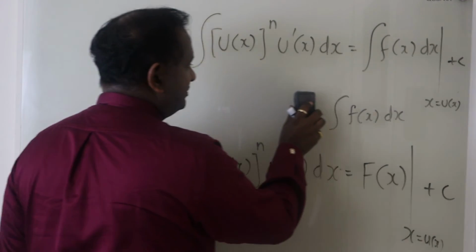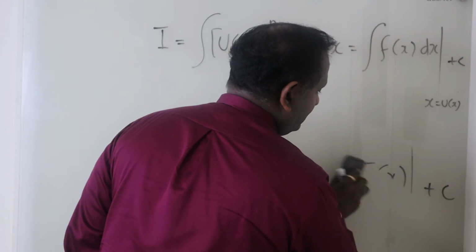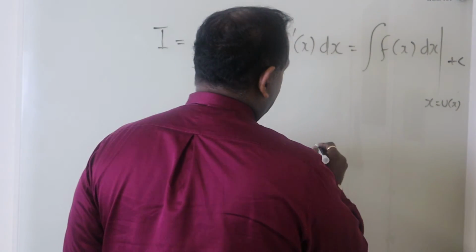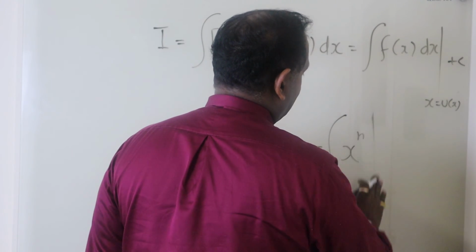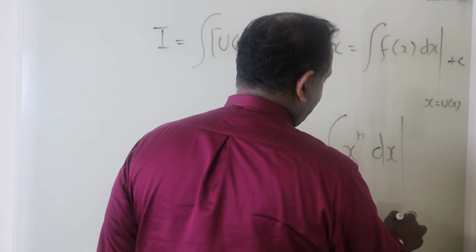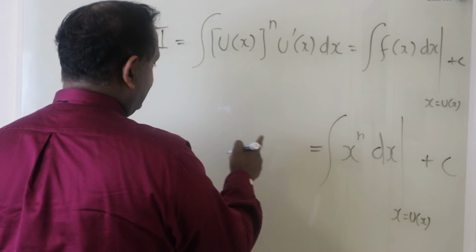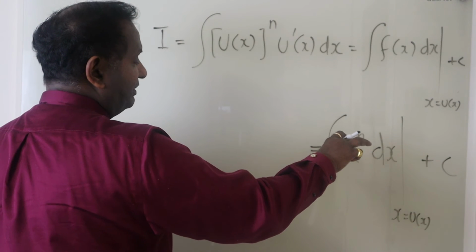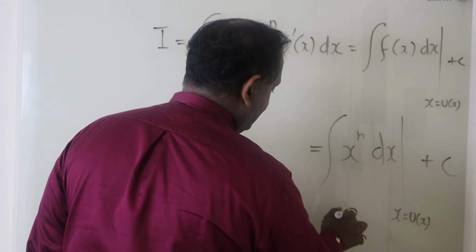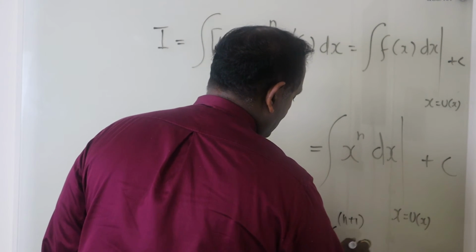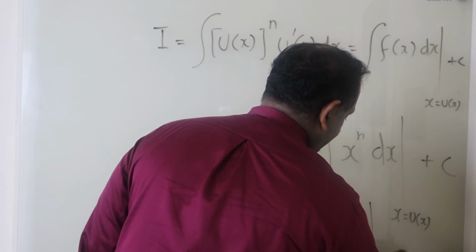So according to our revision, in our particular case, my f of x is nothing but x to the n. See, x to the n, do the integral and then replace that x with ux plus c. I'm going to write this part too, but since I really want to simplify the right hand side, I'm going to write only the right hand side. So then it's nothing but x to the n plus 1 over n plus 1, and x has to be replaced by ux, plus c.